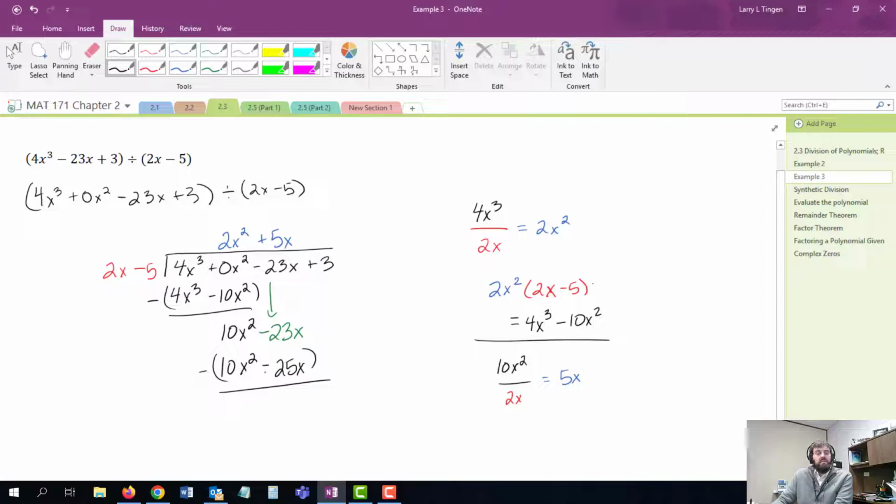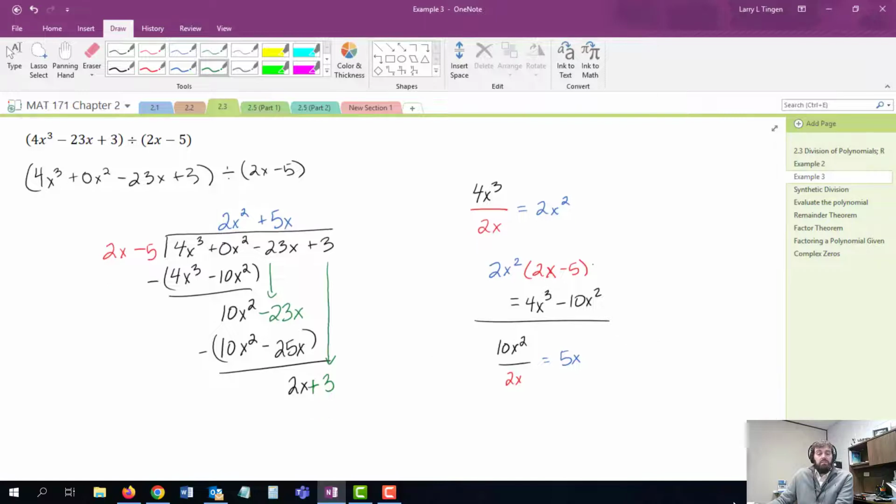Subtract. 10x squared minus 10x squared is 0, exactly like we want it to do. Negative 23x minus negative 25x. Minus negative 25 is plus, so negative 23x plus 25x leaves me 2x. I've got one more term left in my dividend, and that is the 3.